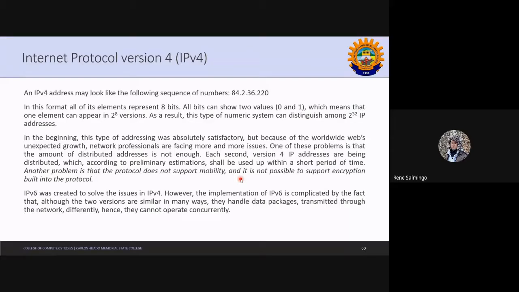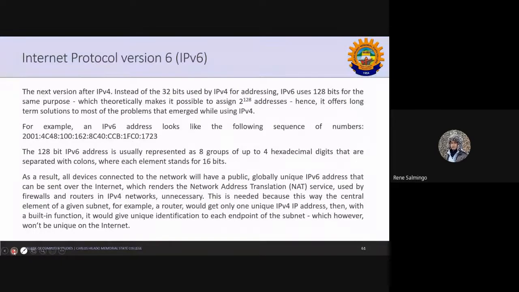That's why if you have your phone, normally your phone will have an address that is in hexadecimal. Also, to solve this problem, IP version 6 was created, but the implementation of IP version 6 is complicated by the fact that the two versions are similar in many ways. They handle data packets transmitted through the network differently, hence they cannot operate concurrently. So that's the problem with IP version 4.